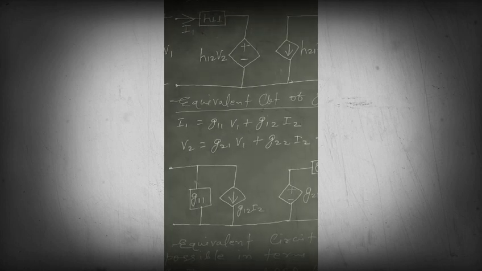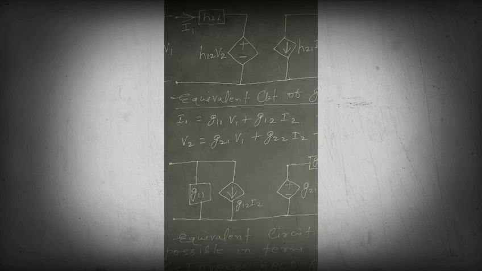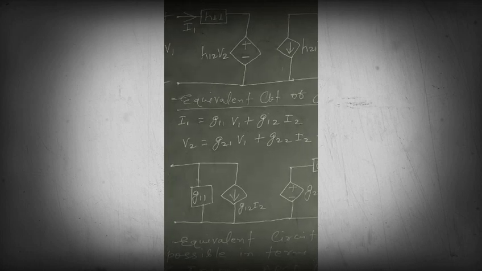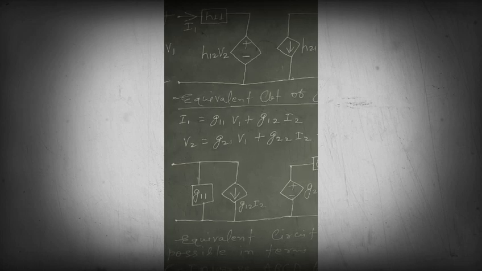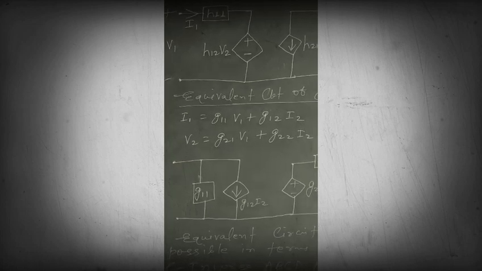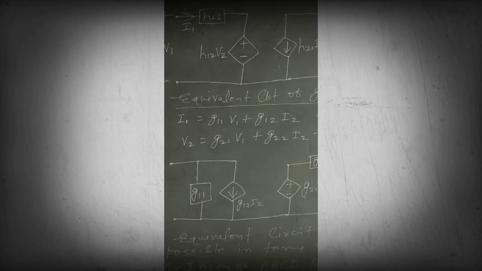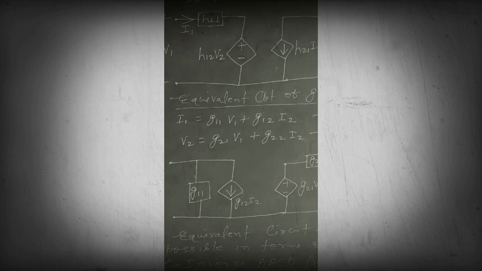Now we have to represent these two equations. By using these two equations, we have to draw the equivalent circuit. So let's come to the first equation. The first equation is current. So when we have to write current in terms of two different parameters.